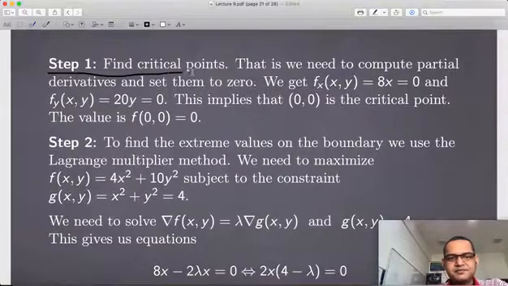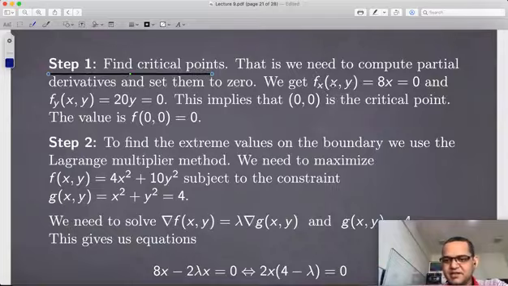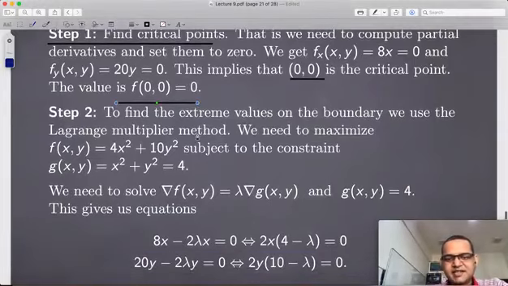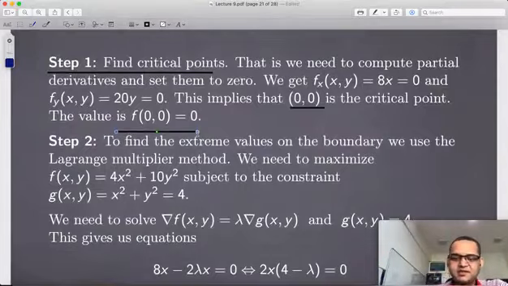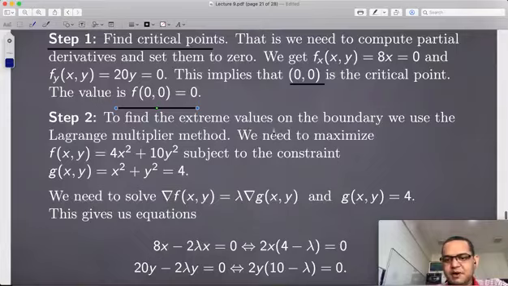Step 1, as usual, we just find the critical points. So you compute the partial derivatives, set them to 0, and here this is a simple situation. Here 8x equals 0 and 20y equals 0, so the critical point is just (0, 0). Okay, and evaluate the function at that point, so you get the value 0. Certainly 0 cannot be the maximum, because the function is non-negative all the time. Okay, so now we go to the boundary.